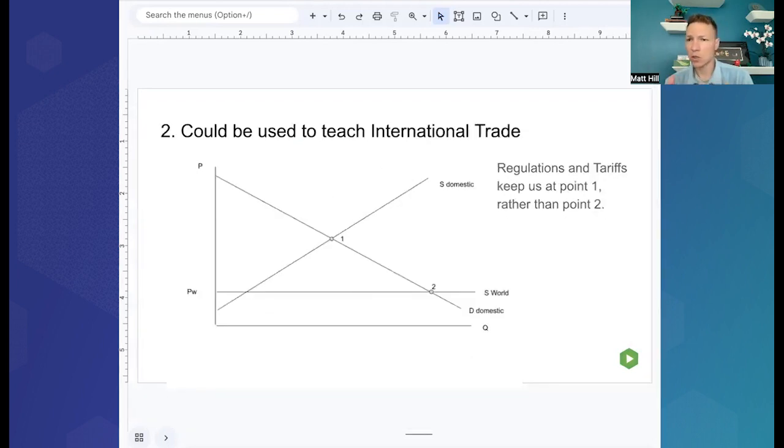If you're teaching international trade, there are effectively really high tariffs and strict regulations. Basically, the only baby formula that we're allowed to buy in the US has to be from the US. We can't really buy foreign baby formula. So if we have trade, and the world price of baby formula is below our domestic price, then we'd be way out here at this equilibrium with a much higher quantity and lower price, but we're stuck back at this equilibrium because of the restrictions.